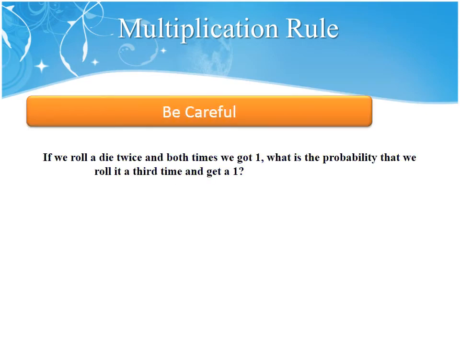If we roll a die twice and both times we got a 1, what is the probability that we roll it a third time and get a 1? Well, you have to be careful here, because since we already know about the first 2 die, and since they don't affect the third roll, then the third roll is just 1/6 probability that we'd get a 1.